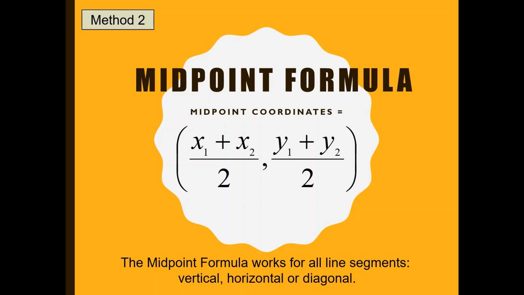Midpoint formula. We add the x coordinates, divide by 2. We add the y coordinates, divide by 2. A midpoint is an ordered pair, so it's inside of parentheses and a comma in between. This formula works for all types of segments, vertical, horizontal, or diagonal.